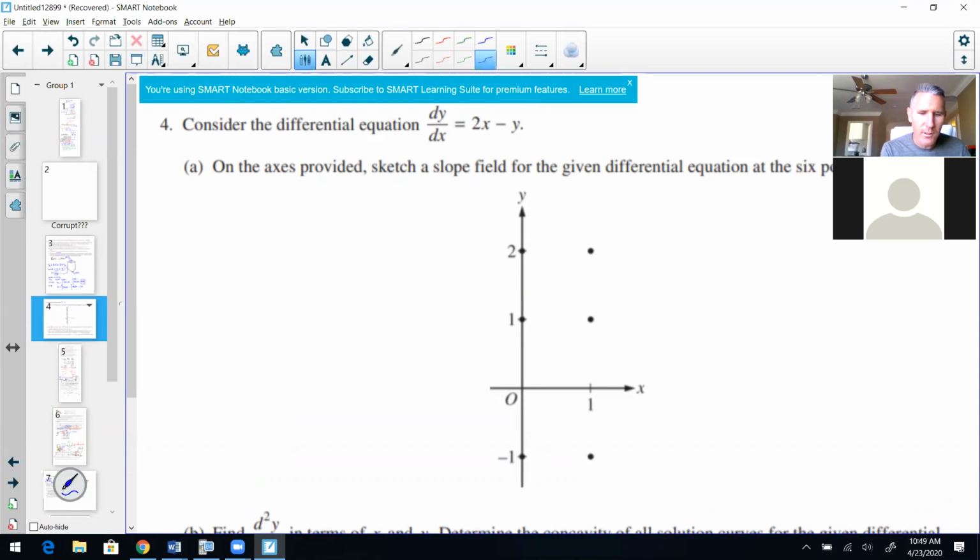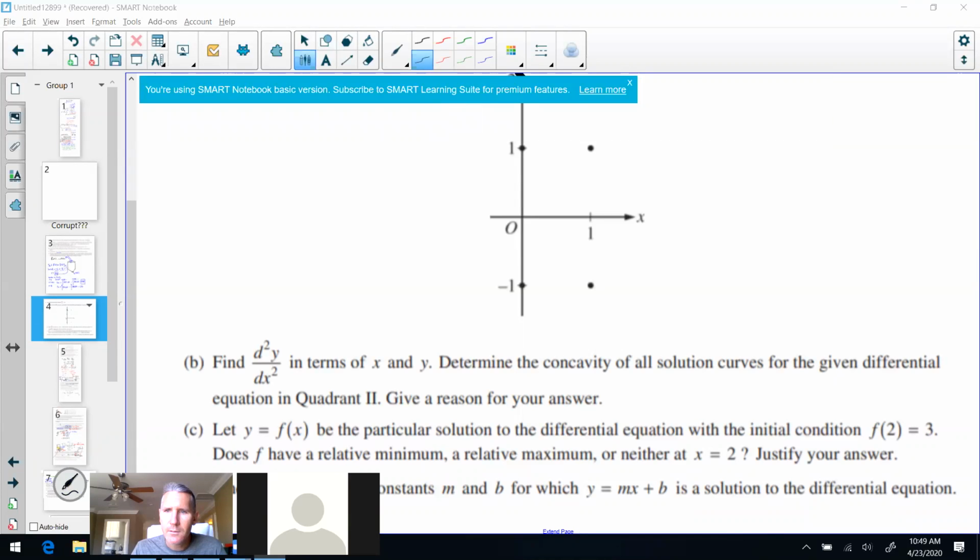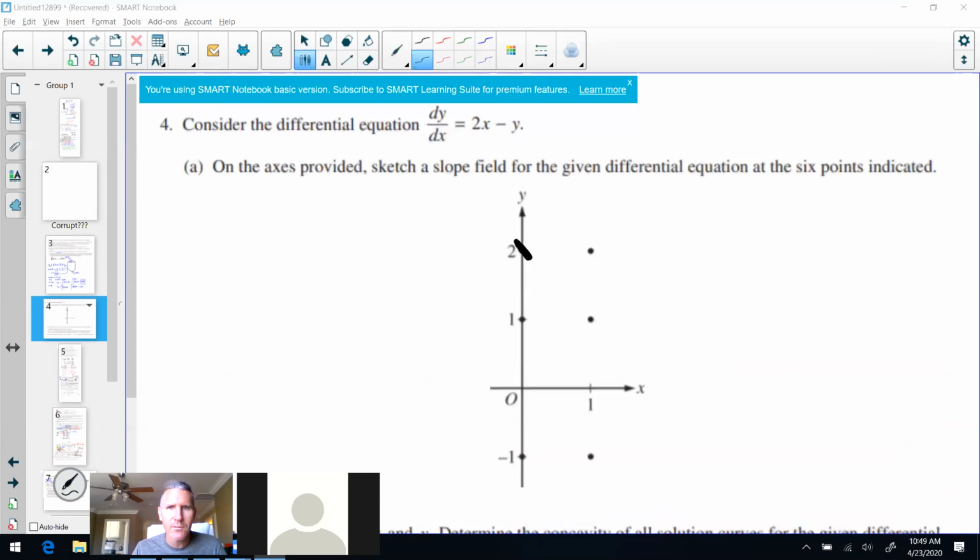And so we would do a little line segment that would look like that. And then you do that for all of those. Anyway, so that's A. B says, find the second derivative in terms of x and y. Determine the concavity of all solution curves for the given differential equation in quadrant 2, meaning when the x and y values are both negative. Give a reason. Okay, so first let's find the second derivative.